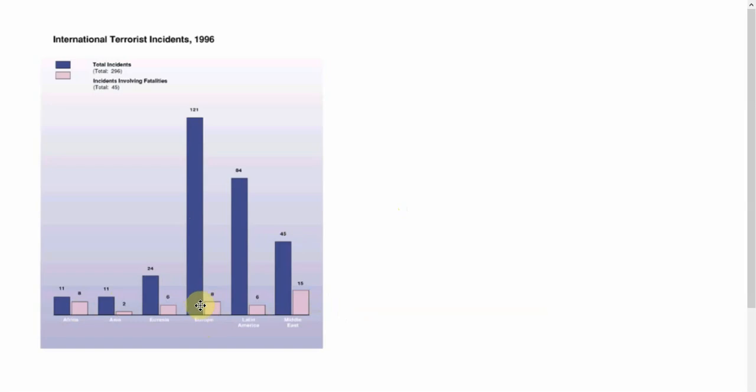Like, for example, Europe has by far the most total incidents, a big purple bar on top of Europe, but the pink bar isn't correspondingly really big. It's small and kind of in line with all the others. So even though Europe has a lot of terrorist incidents, they don't have an above average number of incidents that involve fatalities for some reason. I have no idea why. So that's something that you can do as well, is you can put two histograms on top of each other and compare them. Okay, so that's the idea of a histogram.